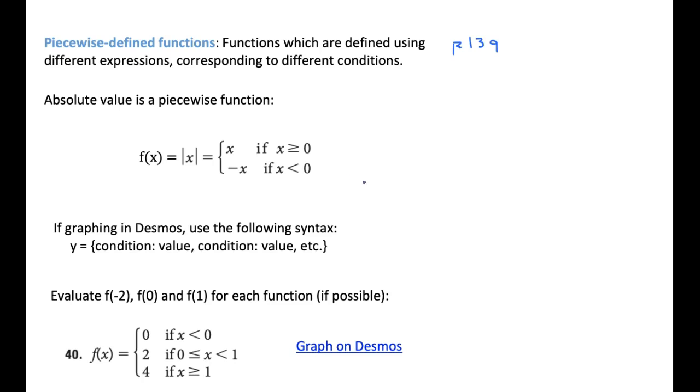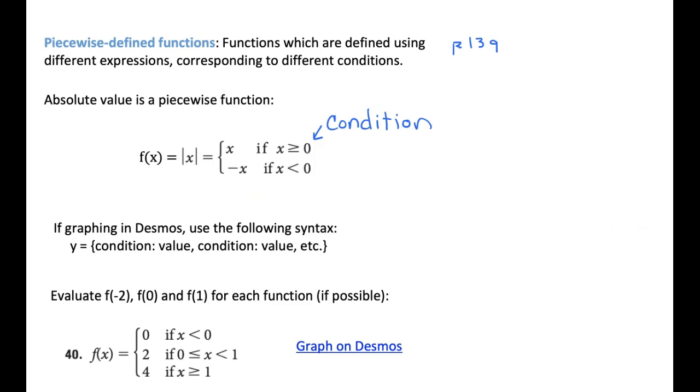So absolute value is a piecewise function. And what it means is that functions are defined using different expressions depending on the different conditions. And a condition, this right here, is a condition. So you're saying if x is greater or equal to 0, then f of x is x. If x is less than 0, then f of x is negative x. So that was the definition of absolute value.